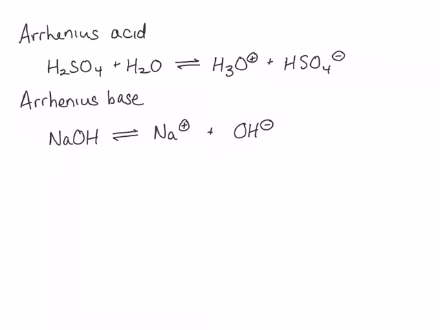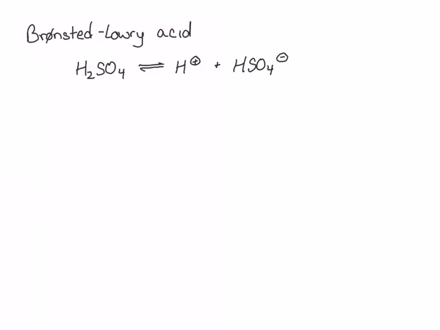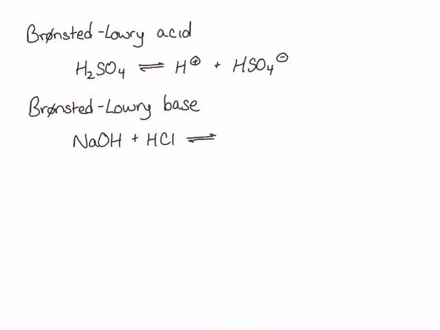The Bronsted-Lowry definition is slightly less specific. A Bronsted-Lowry acid is a species that donates a proton, and so this includes all of the previous Arrhenius acids, like H2SO4, which dissociates to produce a proton and HSO4-. The Bronsted-Lowry definition of a base is any species that can accept a proton. So again, this includes all Arrhenius bases like sodium hydroxide, which can accept a proton from a strong acid such as hydrochloric acid to produce sodium chloride and water.